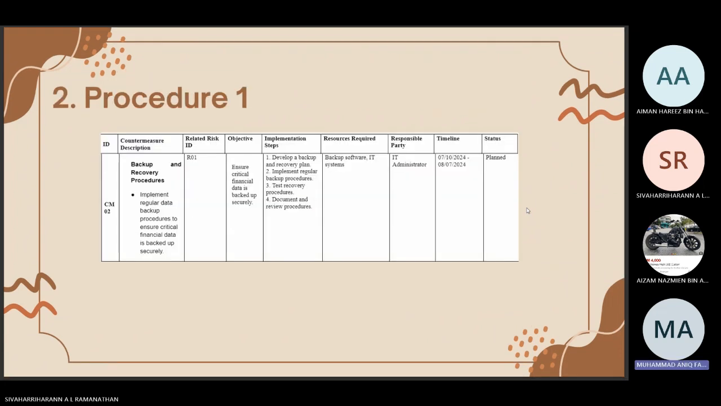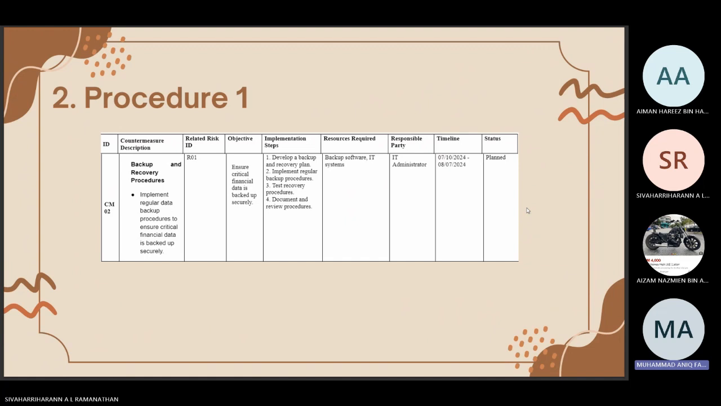So our procedure is a backup and recovery procedure. This countermeasure focuses on establishing regular data backup procedure to ensure that critical financial data is securely backed up and can be recovered in case of data loss. Related risk ID RO1 addresses the risk of malware infection leading to data loss.